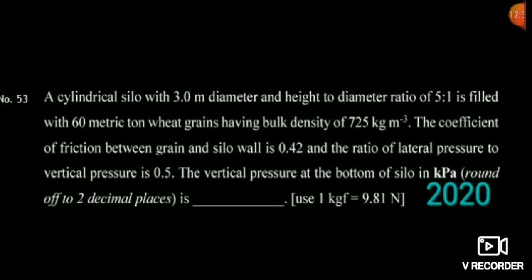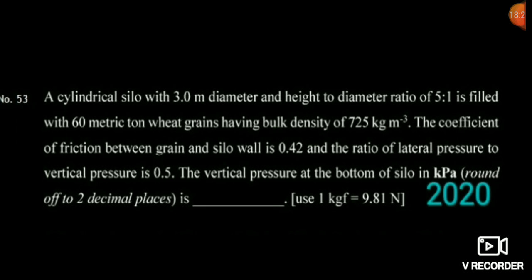Here you see that a cylindrical silo with 3 meter diameter and height to diameter ratio is 5:1 and is filled with 60 metric ton of grain weights, and the bulk density is 725 kg per meter cube. Coefficient of friction is 0.42 and ratio between lateral and vertical pressure 0.5, and we need the vertical pressure at the bottom of the silo. Friends, here in the question it is given that the height and diameter ratio is 5:1.